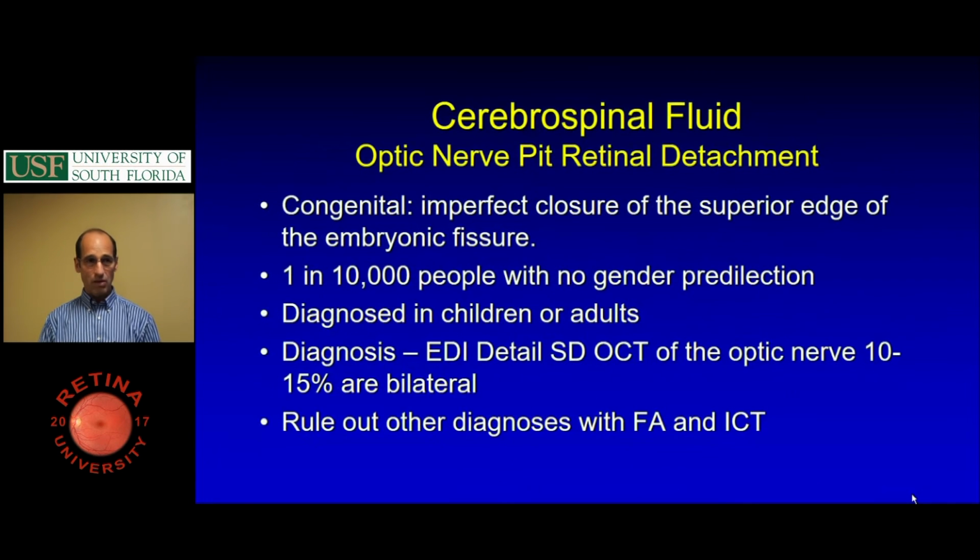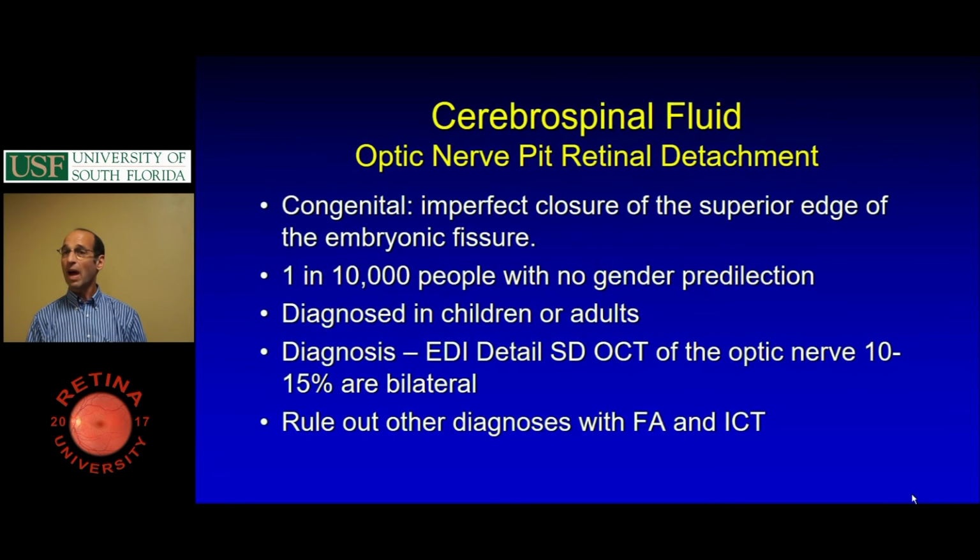And then the last category of subretinal fluid is CSF. So cerebrospinal fluid can cause subretinal fluid. So an optic nerve pit retinal detachment. There's an imperfect closure of the superior edge of the embryonic fissure. 1 in 10,000 people have these, which is not many. You can see them in children or adults.